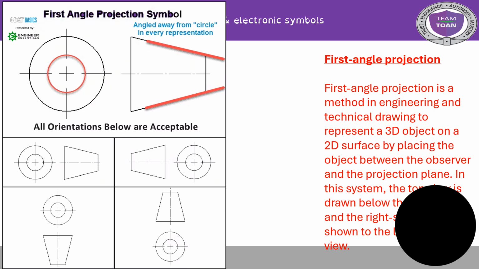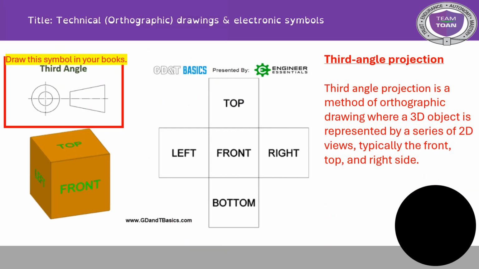So if the symbol looks like you are looking away, so angled away from it, that is a first angle projection symbol. Third angle, however, third angle projection is a method of orthographic drawing where the 3D object is represented by a series of 2D views, typically the front, top and right hand side. This makes a bit more sense where you've got the front of the front, top of the top, bottom of the bottom, left of the left and right at the right. If you look at the symbol, this portrays that for you. Now in WJEC engineering, this is the only one that we will use. This is the only one that you will see. So if you do see this symbol pop up in your mock exam, your GCSE exam, it is always going to be a third angle projection.